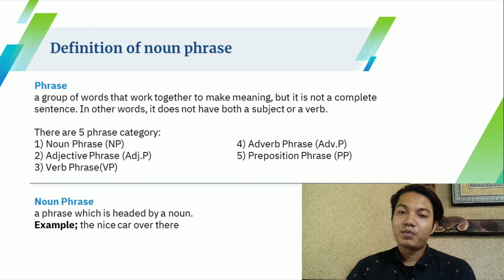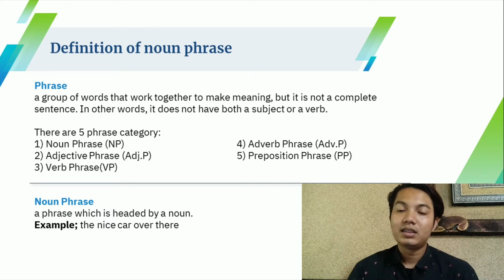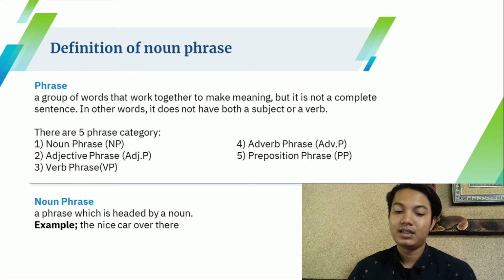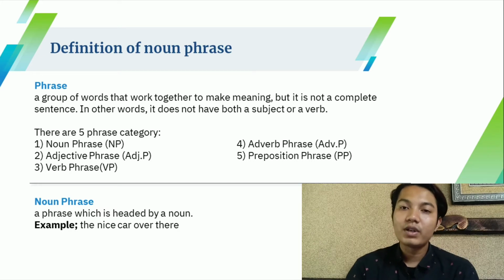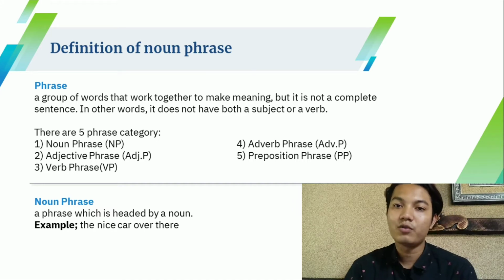Noun phrase is a phrase headed by a noun. For example, the nice car over there. The noun car is the head of its phrase. The other example, the woman with a long hair. The noun woman is the head of this phrase. So we can know that phrase that headed by a noun is called noun phrase.